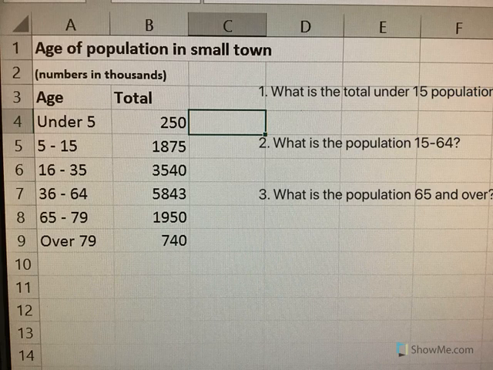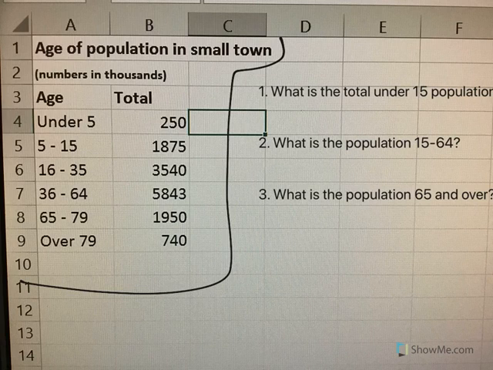All right, we're giving ourselves a little table here. You can see this is the table here to the left, and it's the age of population in a small town. Now you can see the age groups are broken up, some interesting breakups, but it is what it is. So we're going to answer 3 questions on this first page, and the first one is, what is the total under 15 population?